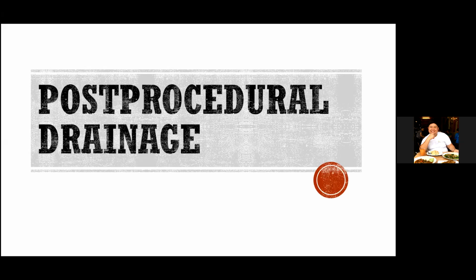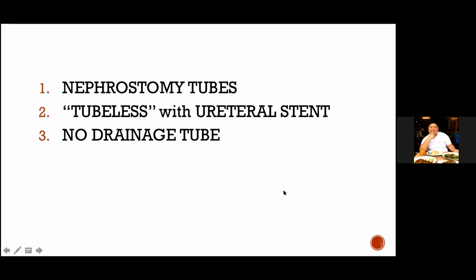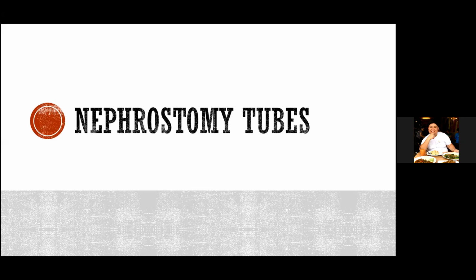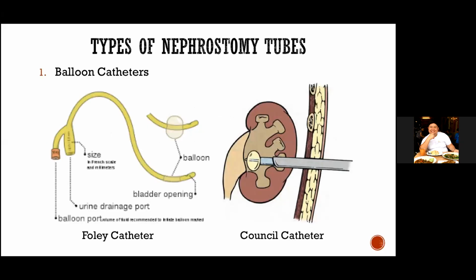Percutaneous renal surgeries. So there are 3 approaches. First, the use of nephrostomy tubes. Second, tubeless with ureteral stent use and no drainage tube. So nephrostomy tubes, there are different types of nephrostomy tubes.